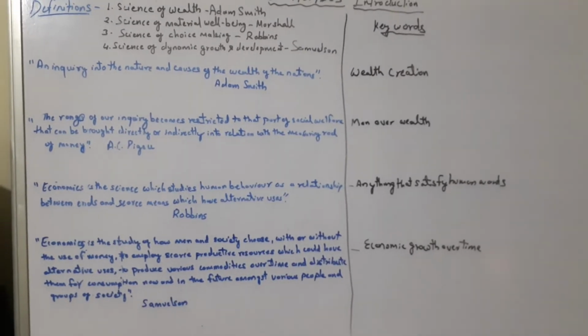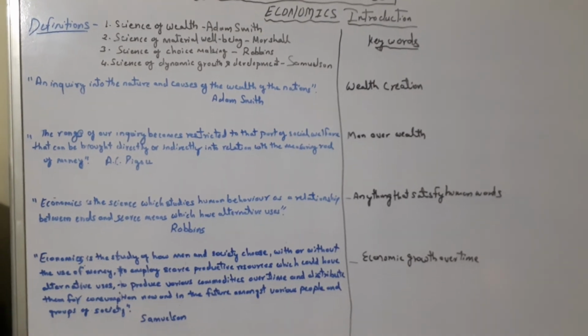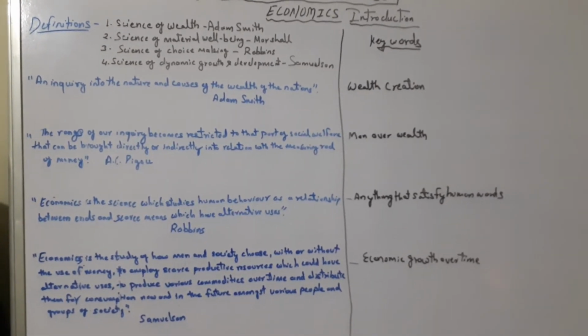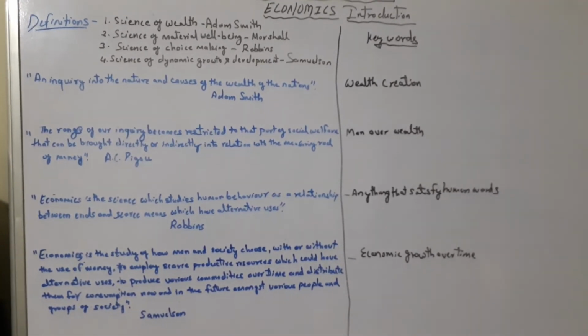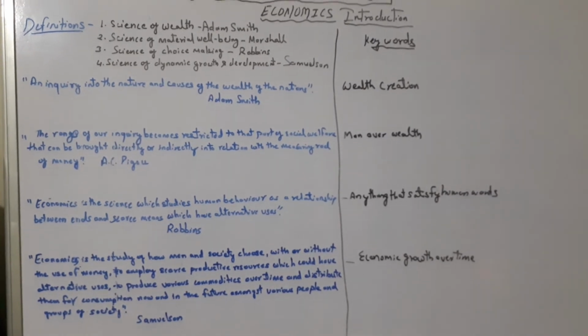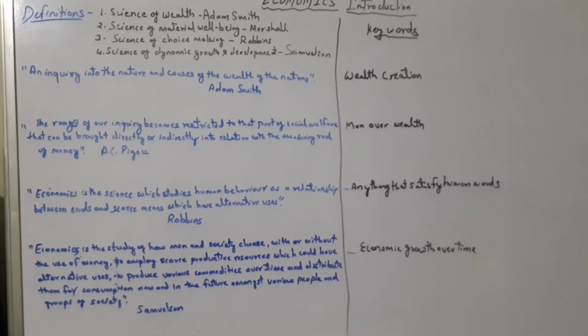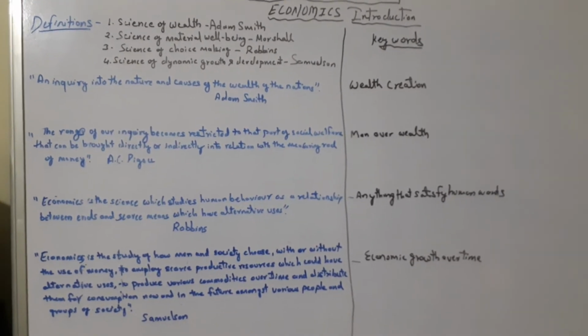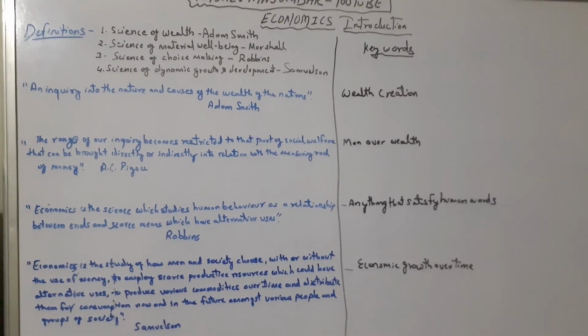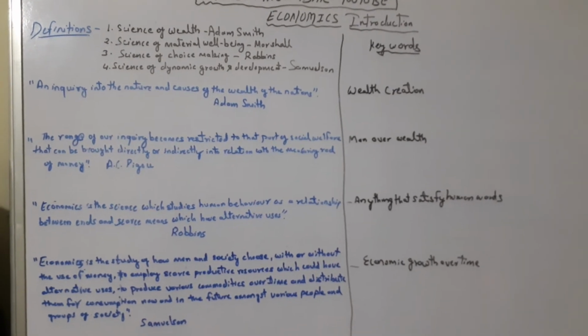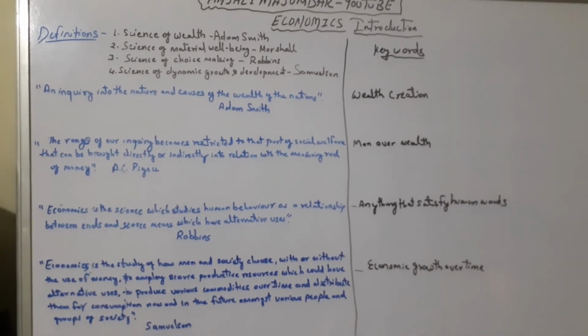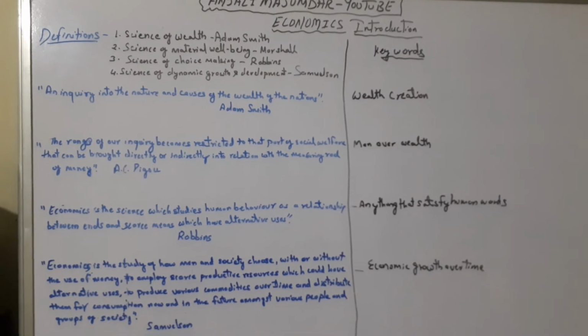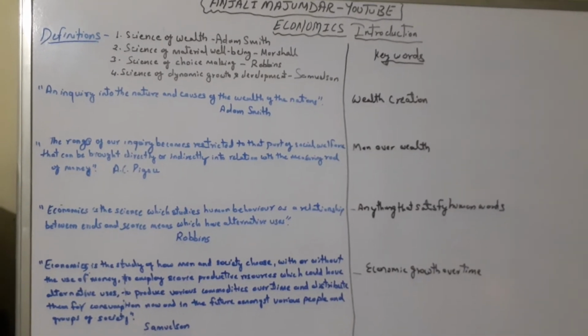Third is Robbins. Remember, the definition given by Robbins is the scientific definition. Economics is a science which studies human behavior as a relationship between ends and scarce means which have alternative uses. What he says is that anything that satisfies human wants should be studied in economics. Even if a good is harmful for humans, but it satisfies his or her wants, it can be taken into the study of economics.